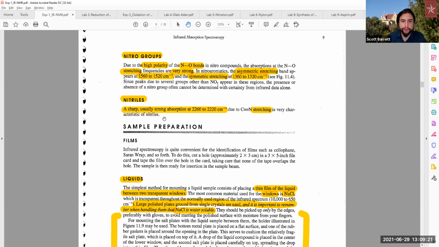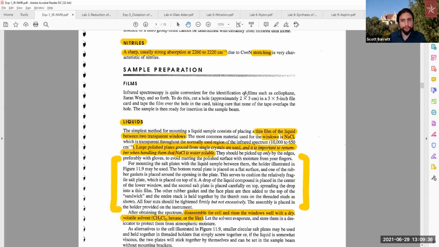So finally, nitriles. This one's very simple to remember because it's one of the most obvious in this region, which would be 2260 to 2220, and that would be a very sharp, strong absorption of the nitrile.